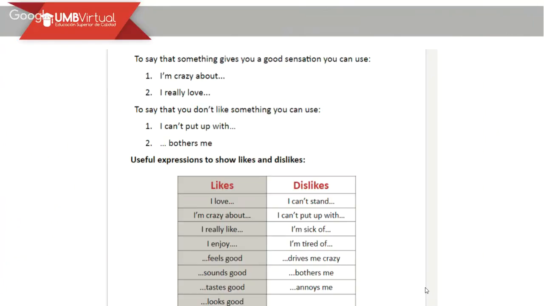Okay? And those are some expressions you can use at the moment that you really want to express something you like or something you dislike, right? Recordemos que en el caso de love and crazy about or really like, I enjoy, también podemos colocar el would: I would love to eat, I would enjoy doing it, and anything. Alright?